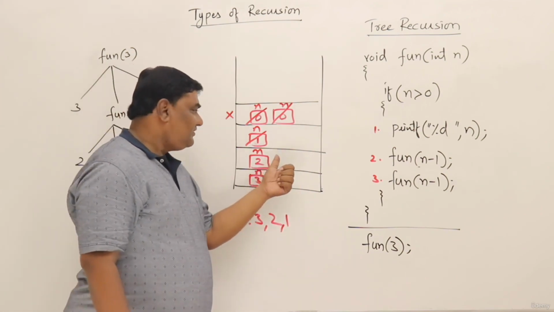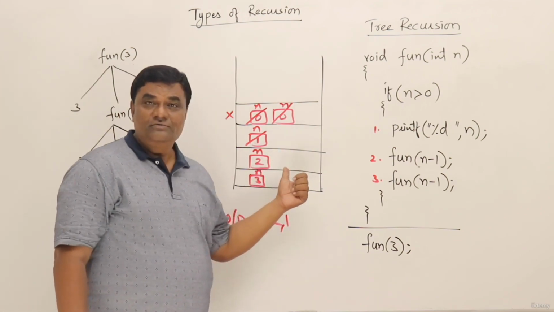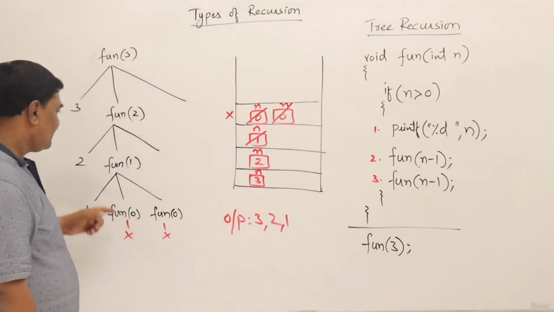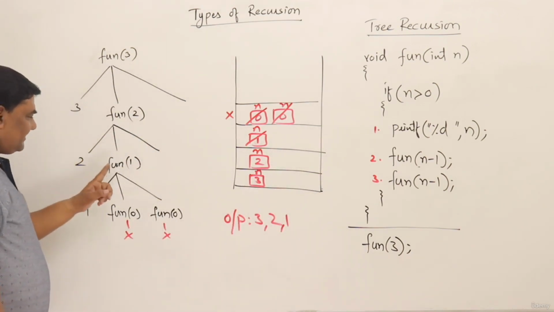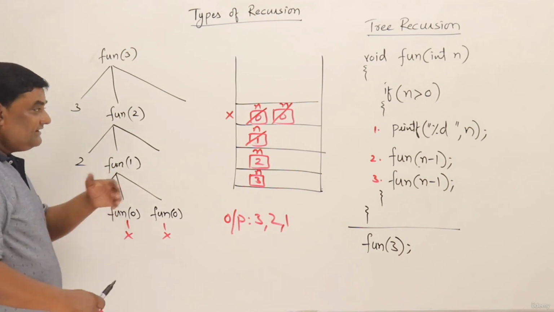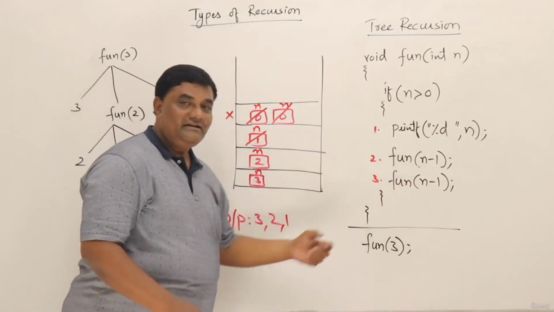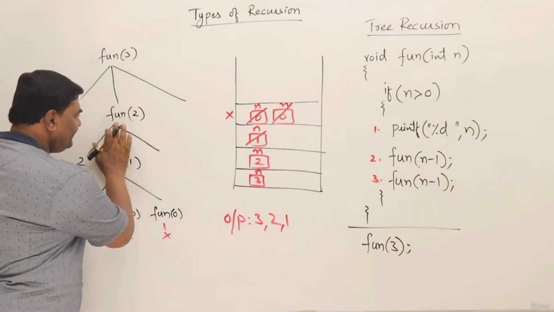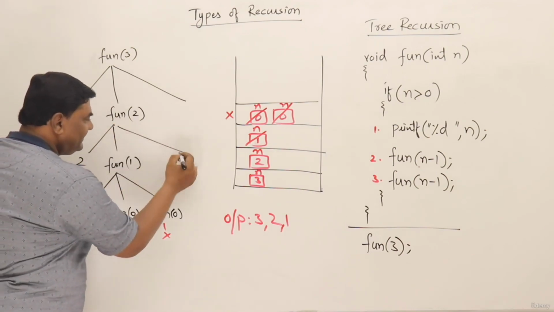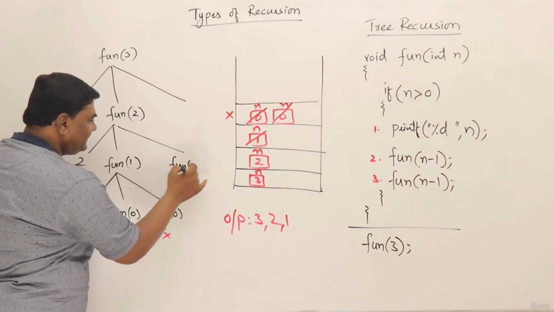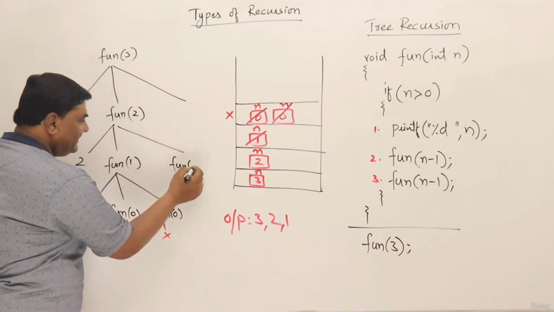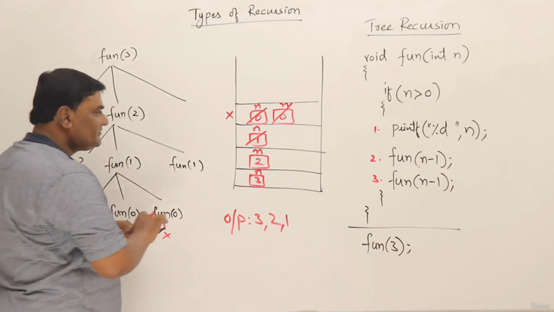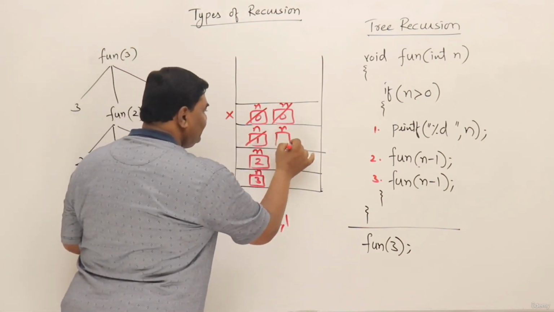Now it is back on this call where n is 2. And in that, out of 3 steps, it has already performed the first step, printing of 2, and the first call. Then next, again it has to make a call, that is n minus 1. So now it will make a call for fun of n minus 1, that is 2 minus 1, that is 1. Now again a fresh call, so a new activation record is created.